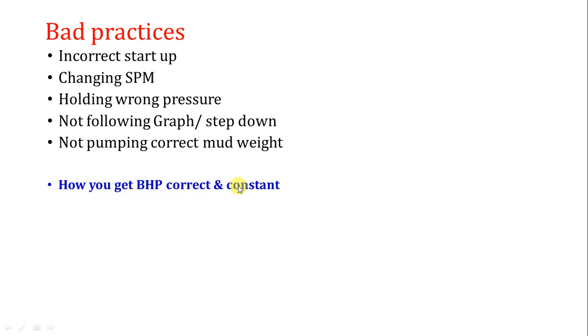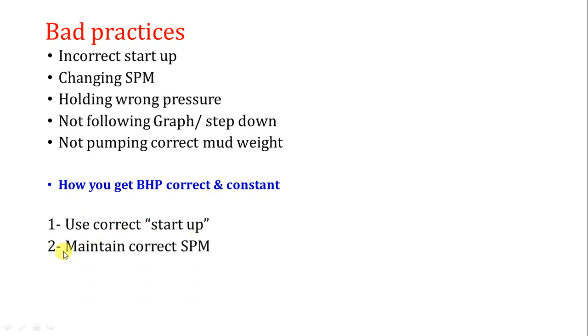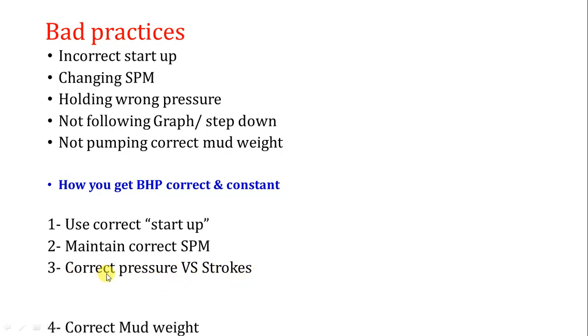How do you get bottom hole pressure constant and correct? First one, use the correct startup from zero rate to kill rate, keeping the casing pressure constant. Number two, maintain correct stroke per minute. Number three, correct pressure versus the number of strokes, especially in the weight and weight method. Number four, correct mud weight.